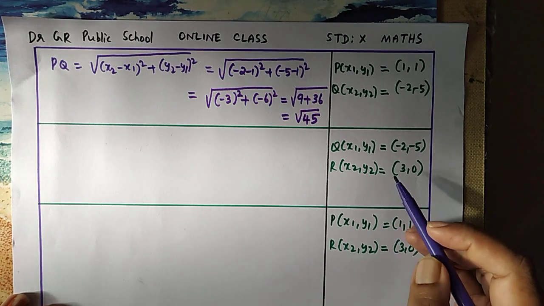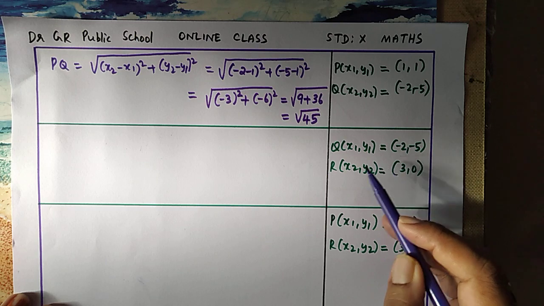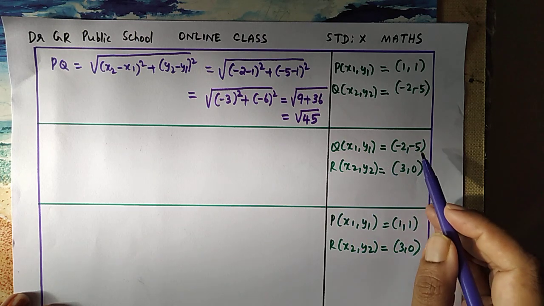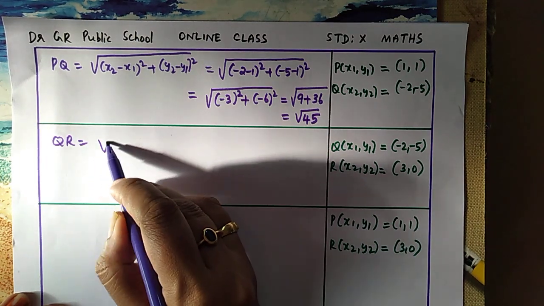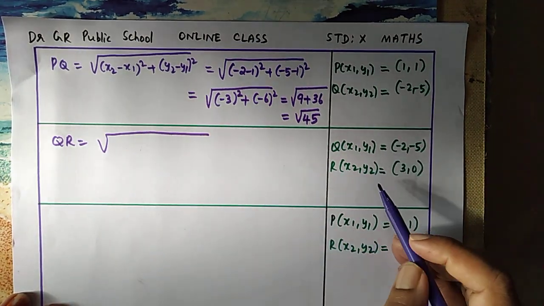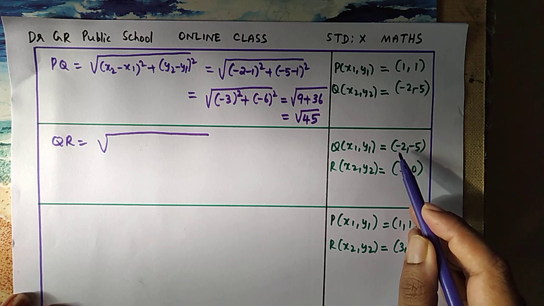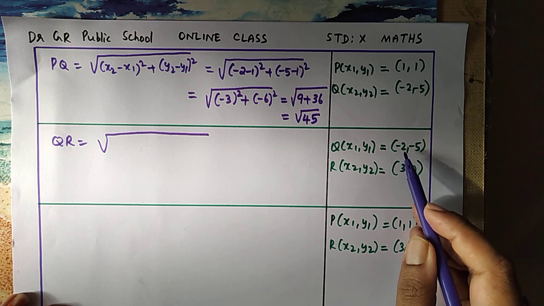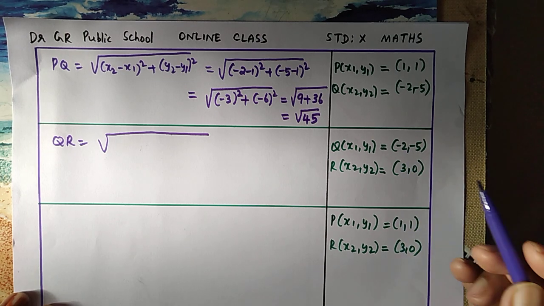Now the next side QR. For that Q is our x1, y1 and R is our x2, y2. Write the coordinates. Now find out QR. Again root of 3 minus of minus 2. When the second coordinate is having first minus sign, you will be careful. 3 minus of minus 2 becomes plus.